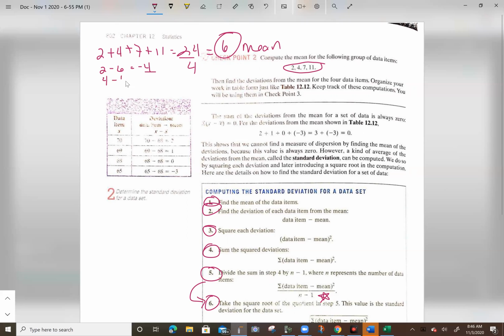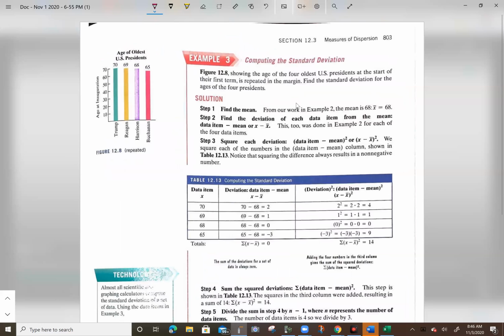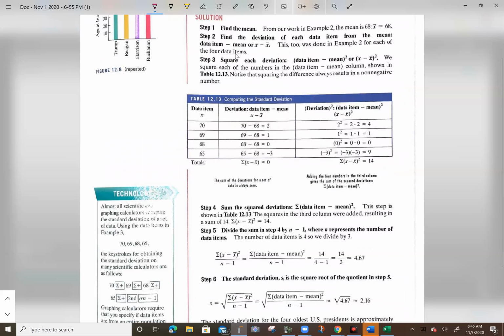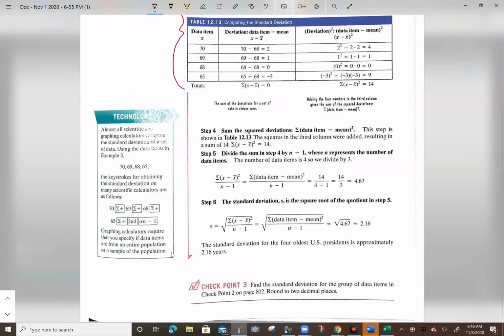Then we have 4 minus 6, and that deviation is negative 2. Then I'm going to erase this so you guys don't think it's a fraction. Then we have 7 minus 6, that deviation is positive 1, and 11 minus 6, that deviation is positive 5. Okay, so those are the deviations. All right, so part 3, if you want to know how to do it by hand, please walk through this example. And then I'm going to show you how to use your calculator to do it.